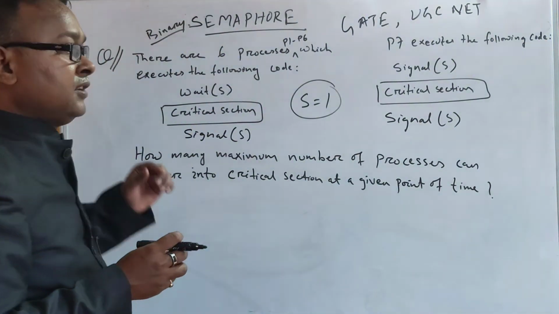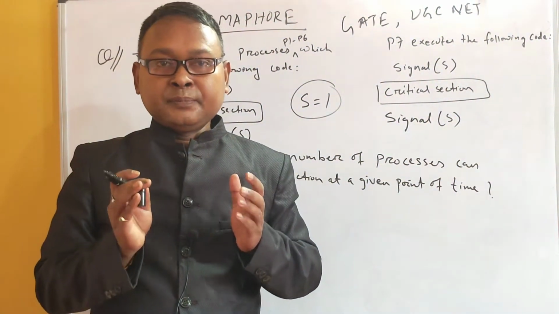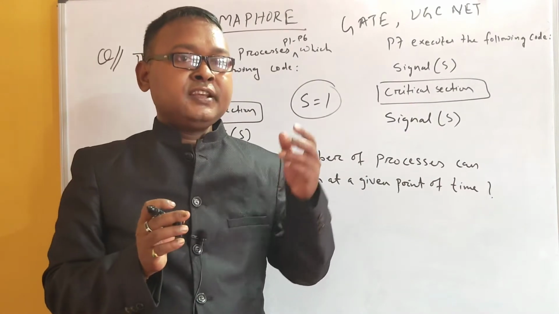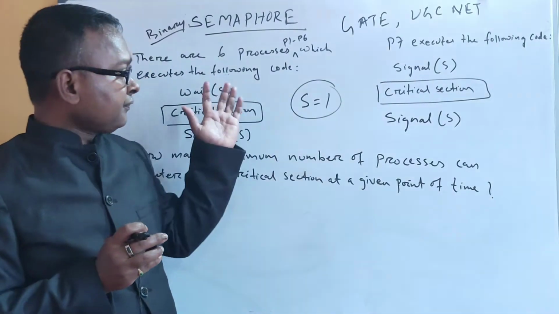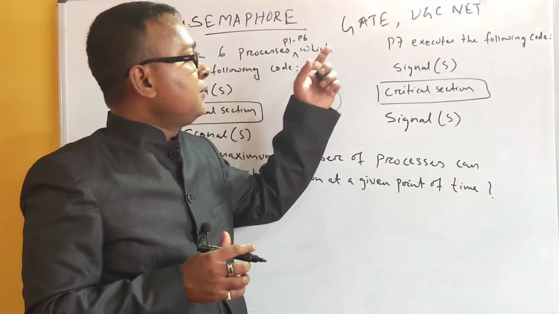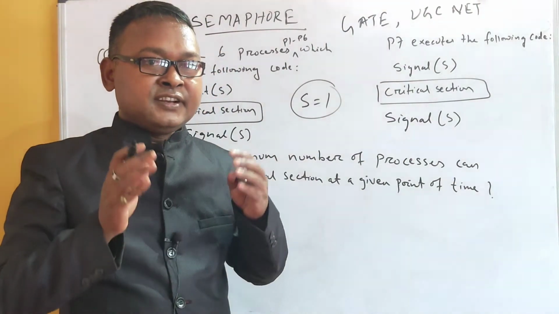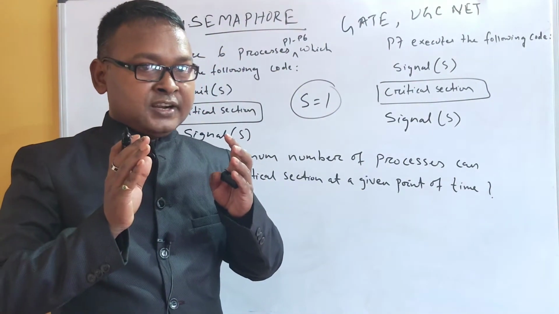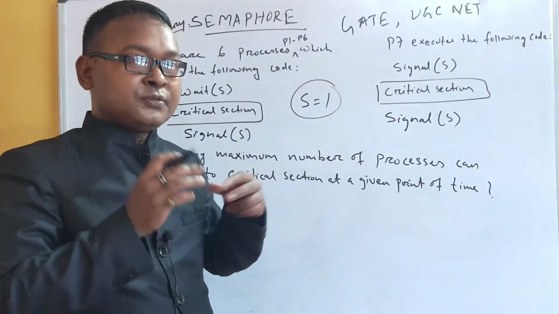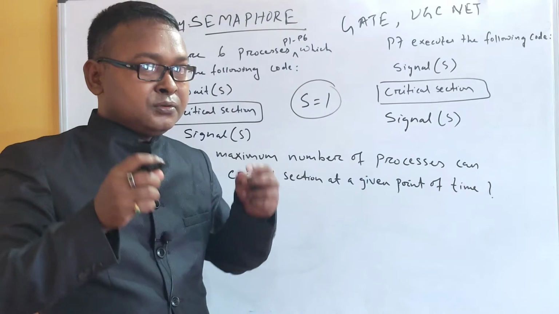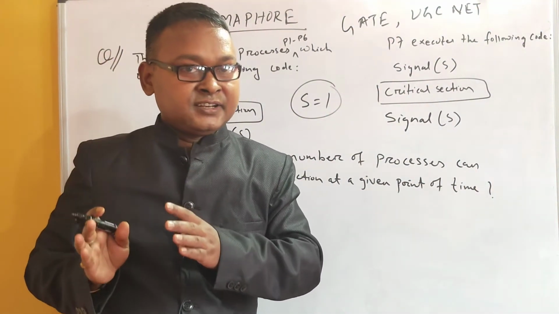See, the thing is that you need to understand the basics. If you have understood the basics in a proper manner, then you can solve any kind of problem related to the semaphore, right? The GATE level and UGC NET level examinations used to ask the questions in a very tricky manner. What I mean to say is that if you have understood the basics, you can answer the tricky questions very easily. The main thing is that you need to have the basic concept understanding in a very proper manner, right?